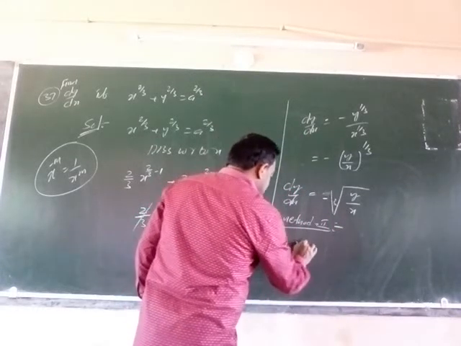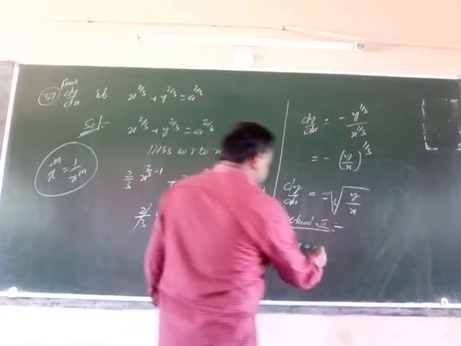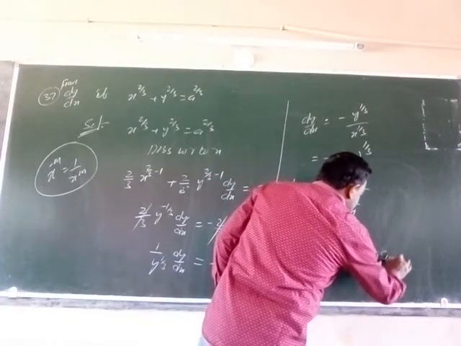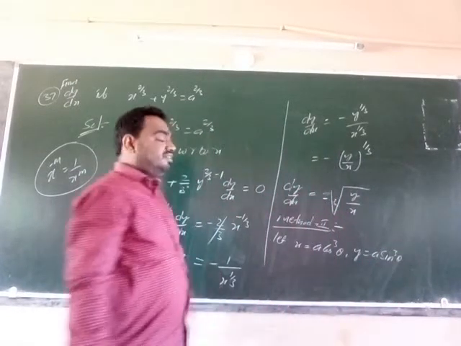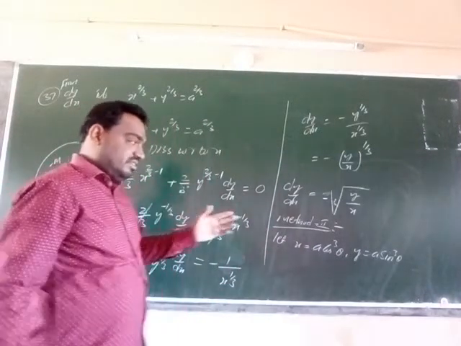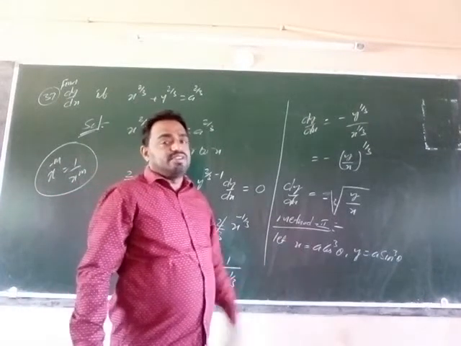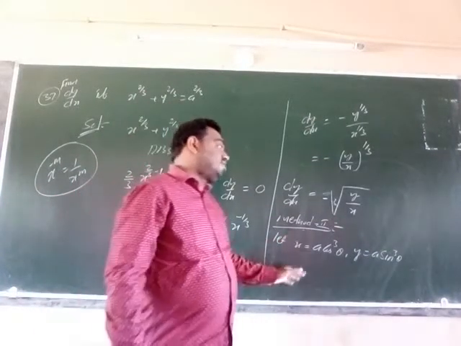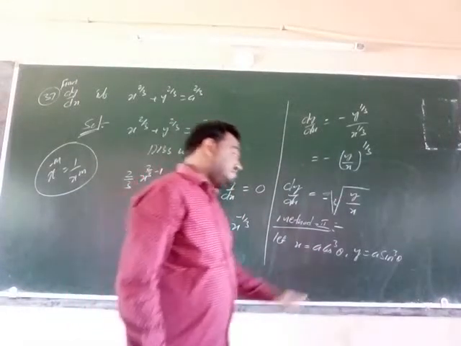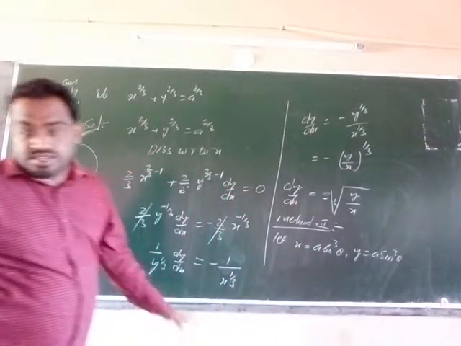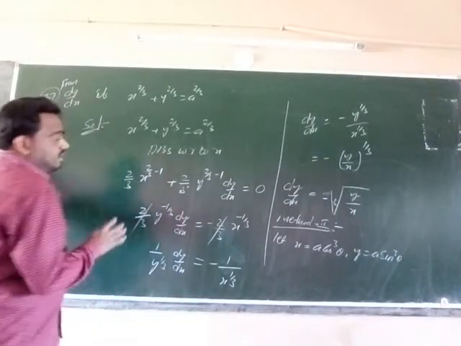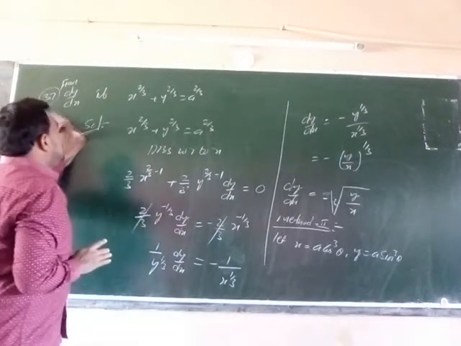Let x is equal to a cos cube theta, y is equal to a sin cube theta. Then you find dx by dt and dy by dt. Then dy by dx is equal to dy by dt by dx by dt. You find it, later you convert into this one, then you get that answer. That is method 2. Method 1 is this much only answer. Method 2 I am explaining now.